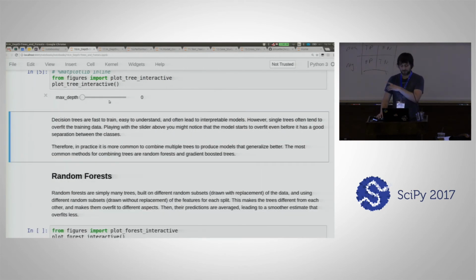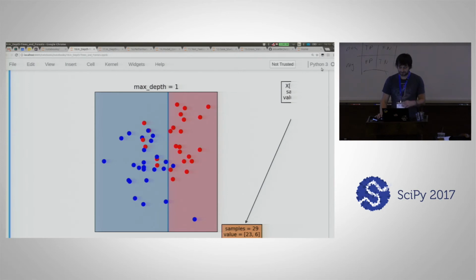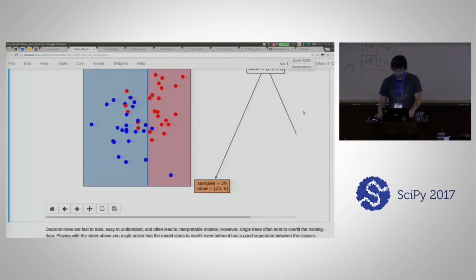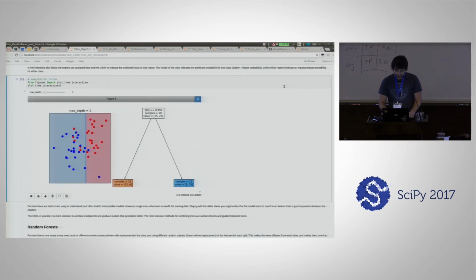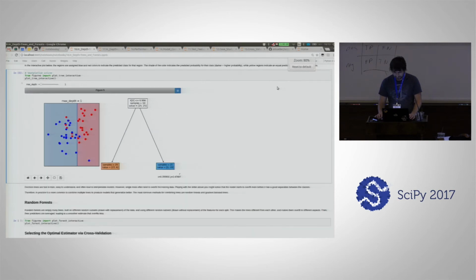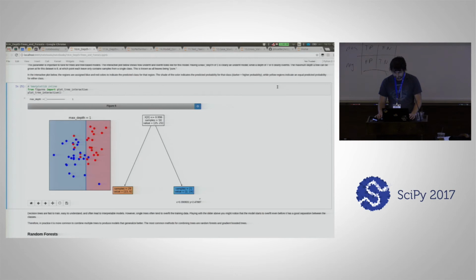So this is my favorite plot because I spent hours on creating it. And now it doesn't work because I zoomed in. Yes. Come on. All right, so let's try this.